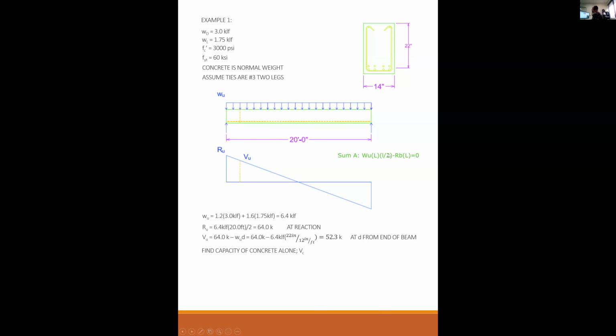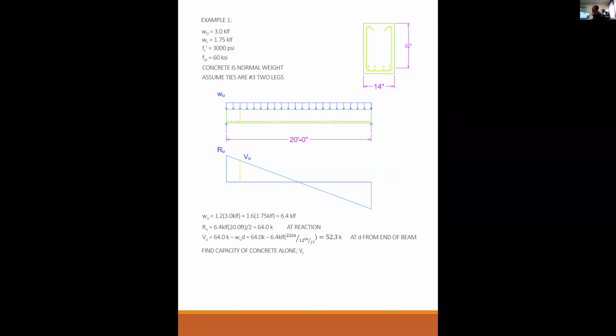Love PowerPoint. Anyway, w_u times L is the total load, times L over 2, which is the moment arm, minus R_B times L equal to 0. And then if you solve for R_B, you get w L squared over 2 divided by L, which is w L over 2, which is what I have right here. So this was a shortcut of that. Did that help? Yes. Okay.